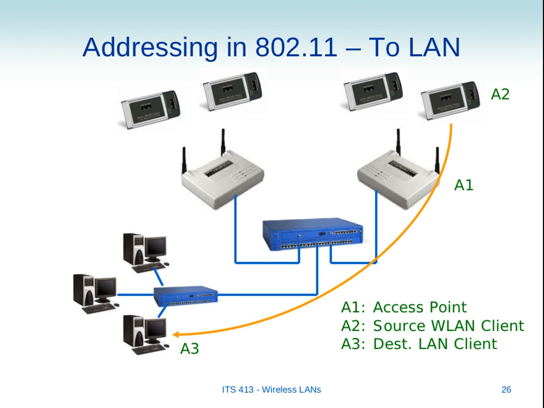If I'm sending to the PC, then this is address 1 in the frame header, address 2 and address 3. That is, address 1 is the immediate destination, the access point. Address 2 is the immediate source, the one who's sending the frame. Destination, source. Address 3 is the eventual destination.